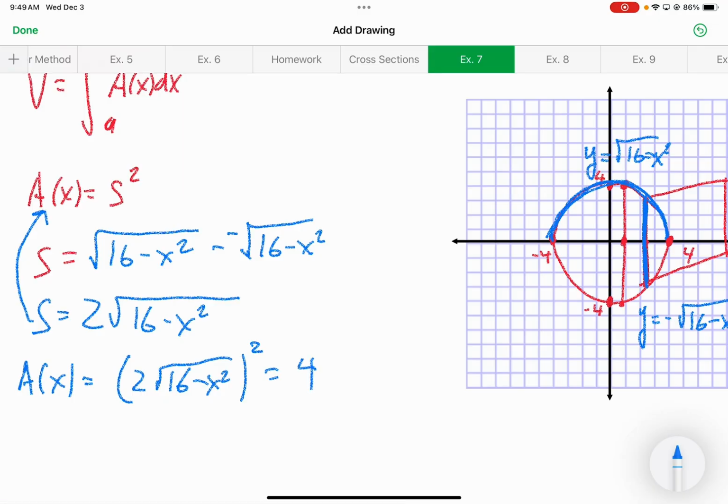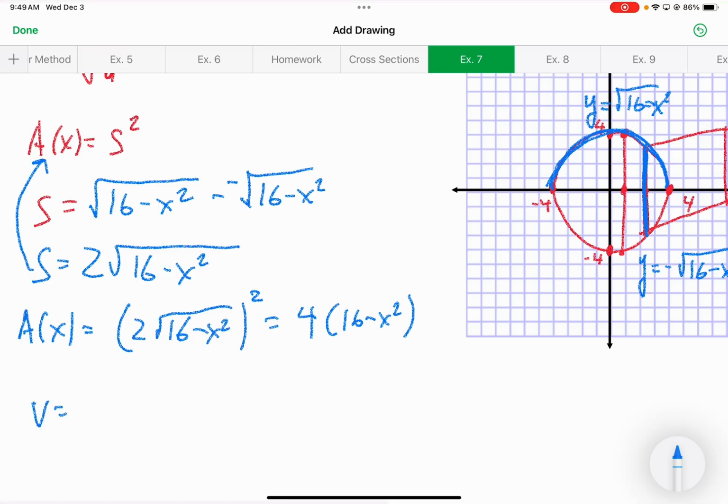Okay. All right, so if I square these pieces, I square the 2, I get a 4. And then if I square the part with the square root, that's just 16 minus x squared. So then that's going to be our expression for our area. So now to find my volume, I would then just need to integrate that. What are my bounds, by the way?